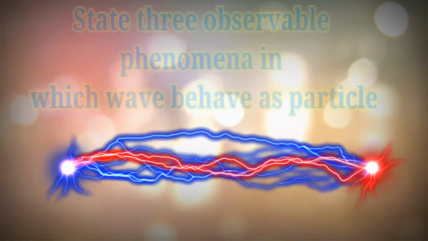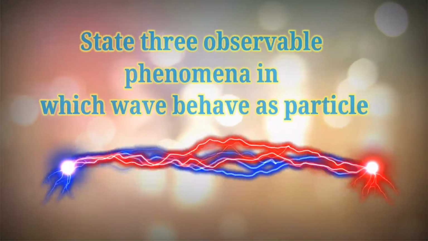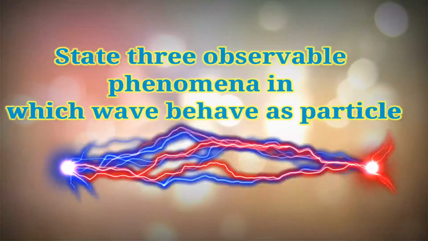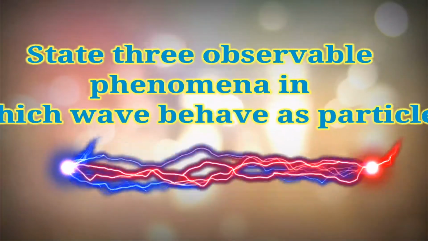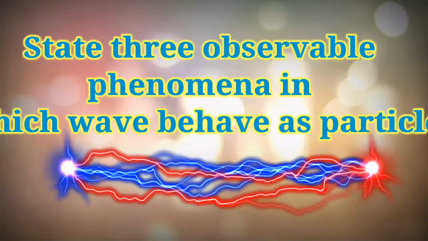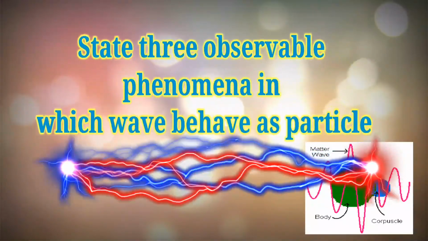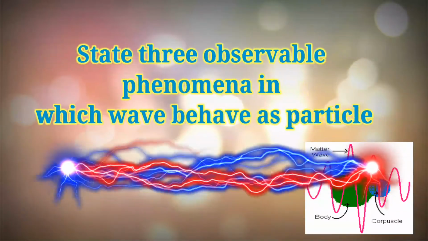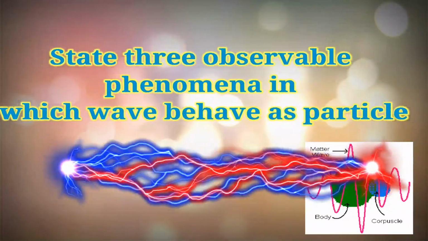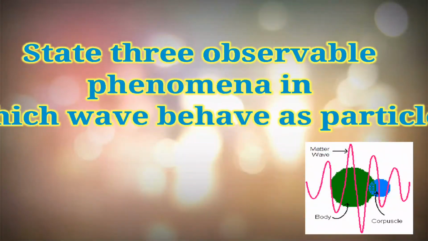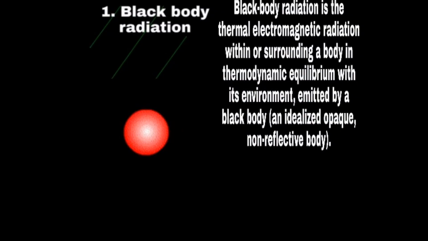Now the next question says, state three observable phenomena in which waves behave as particles. Now we want to look at some of the properties that make us say that waves have a particle nature. So let us look at it now. Number one, we are going to be talking about black body radiation.